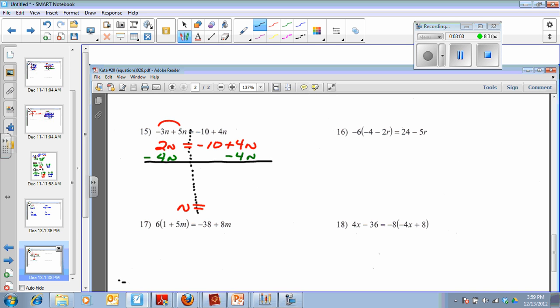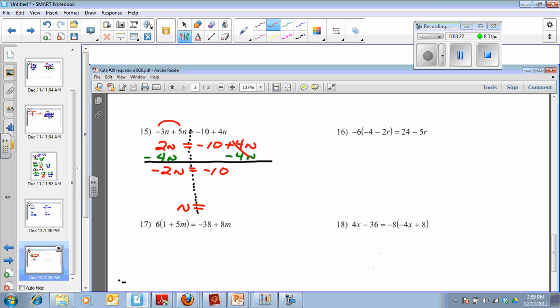Well, a positive 2n and a negative 4n put together is a negative 2n equals, and on this side, I still have a negative 10. And of course, a positive 4n and a negative 4n cancel. I don't have to put plus 0. Once again, now I have one step to go. I need to get rid of the negative 2 next to the n.